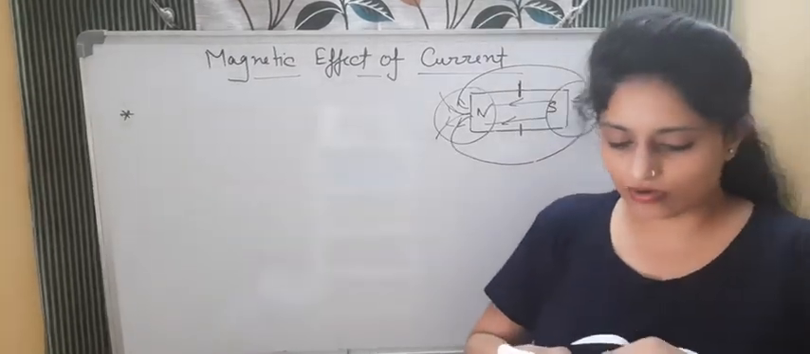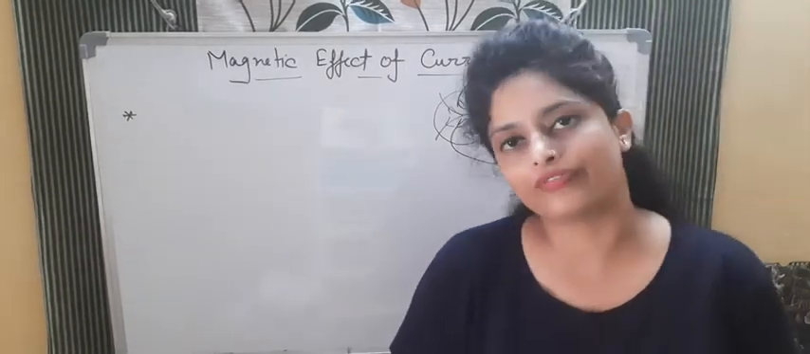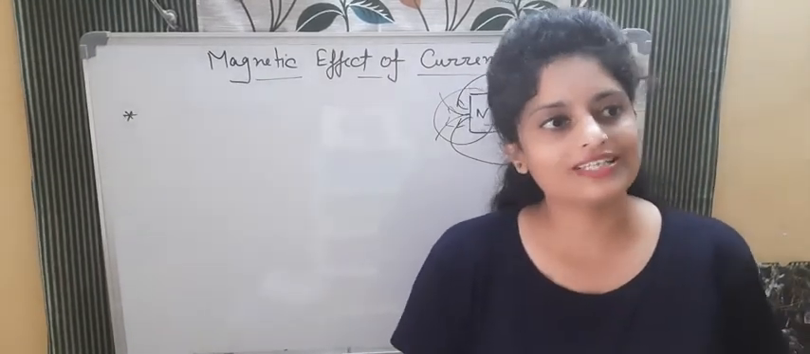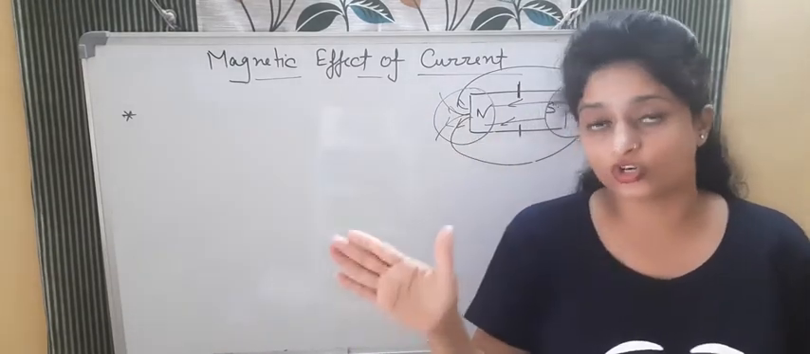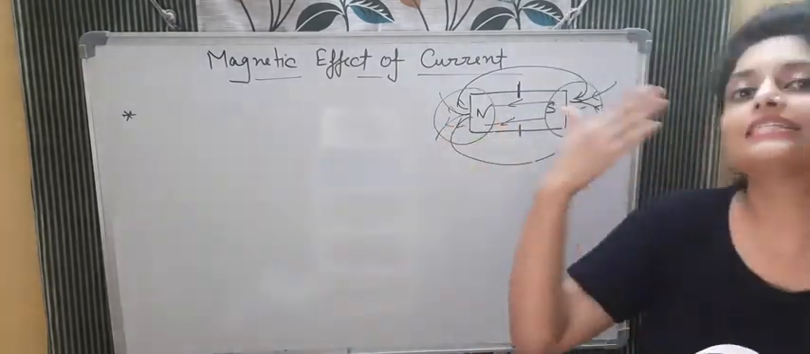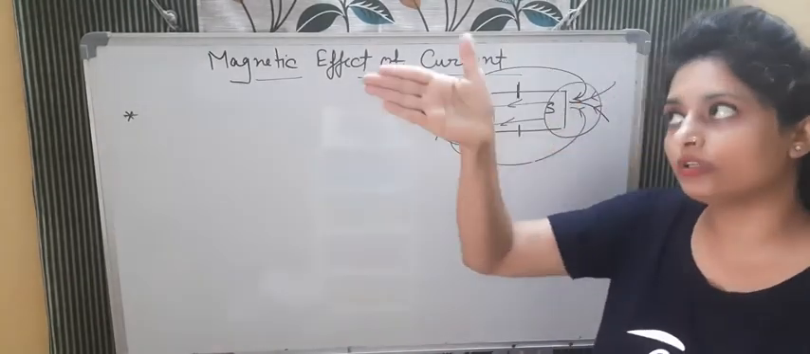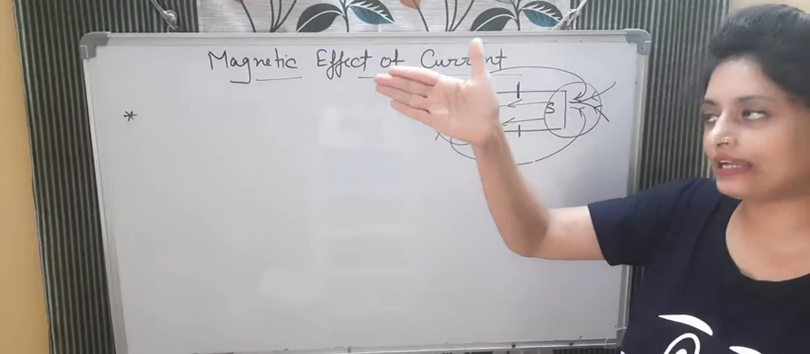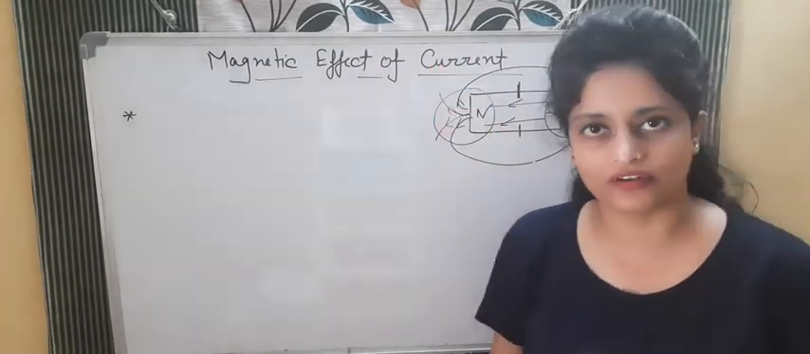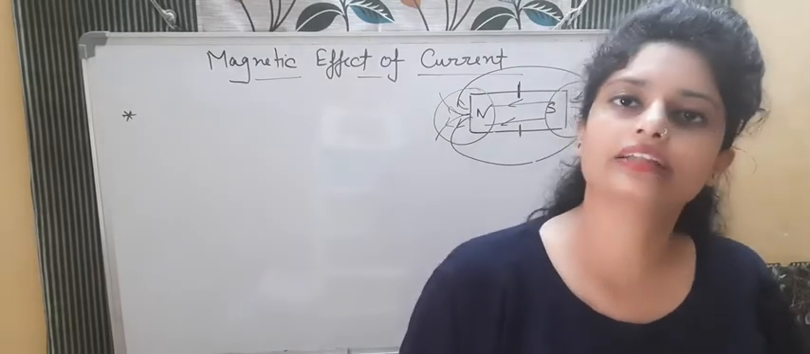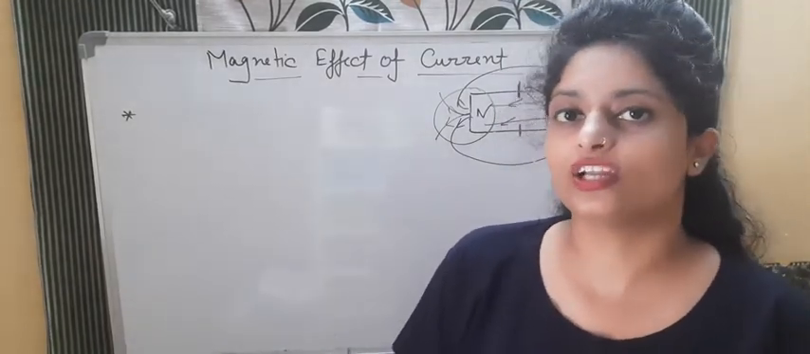Then we studied about the straight current carrying conductor. Due to that, what will be the magnetic field? Also, we studied the right hand thumb rule, that if we want to find out the direction of magnetic field in a straight current carrying conductor, we can use the right hand thumb rule. Put the thumb in the direction of the current and curl your fingers, you will get the direction of the magnetic field. Today we will start with the next topic, that is magnetic field due to a current carrying loop.